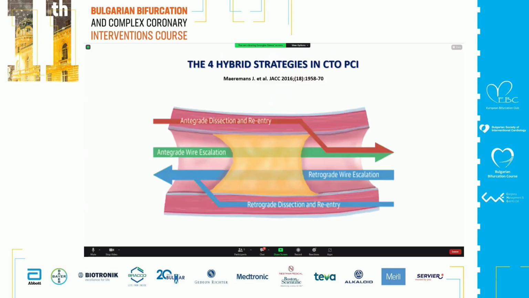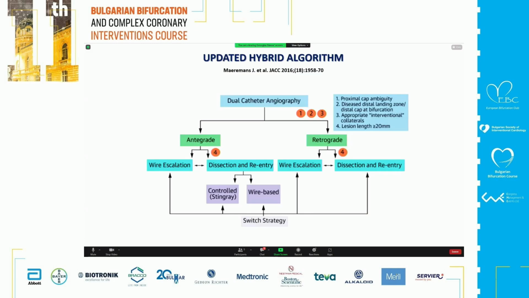So if we take it all in all, and I'm closing after a short exploration of the CTO toolbox, where are we standing? Essentially, someone, if he wants to talk about CTO PCI today, he has to talk about 2 concepts, the wire escalation and the dissection re-entry techniques, so antegrade or retrograde. And if you pull all of these things together, essentially you talk about ADR or RDR, and antegrade wire escalation AWA and the RWA, the dissection re-entry techniques on retrograde.